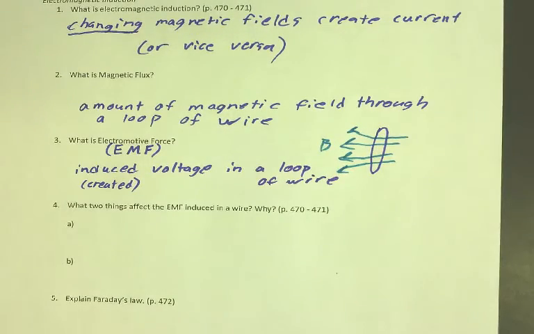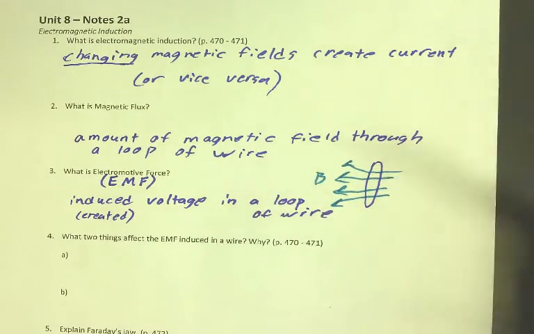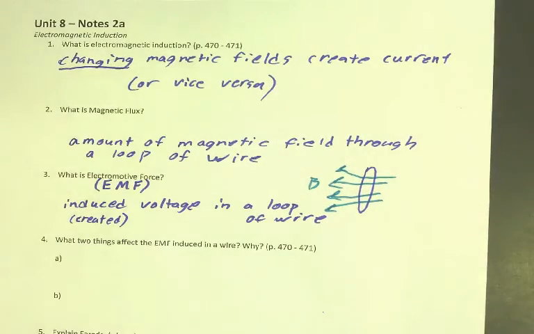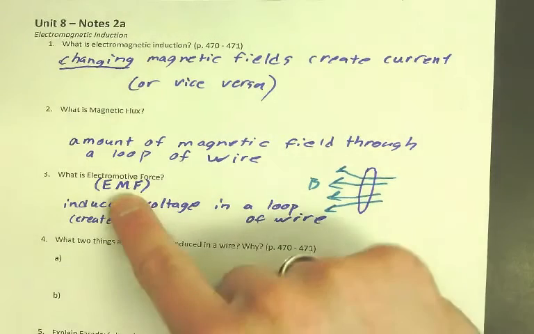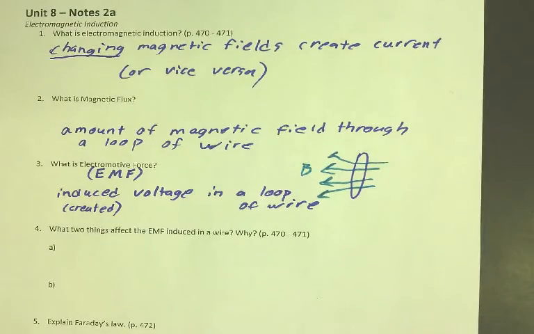So electromagnetic induction is the actual process, okay, of making magnetic fields create current, or the other way around. And magnetic flux is how much current or how much field is going through that loop of wire. And what we get when we do electromagnetic induction is called EMF, electromotive force. And that is essentially a voltage that's created in a loop of wire.